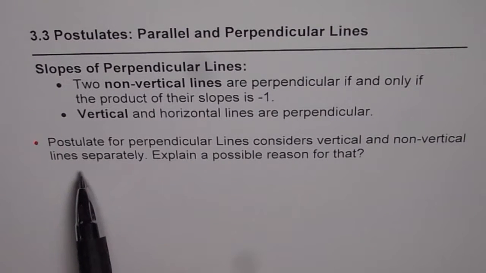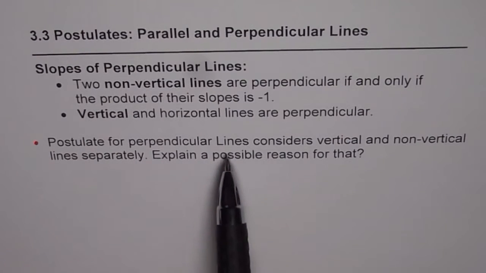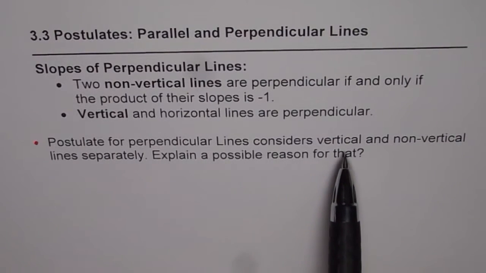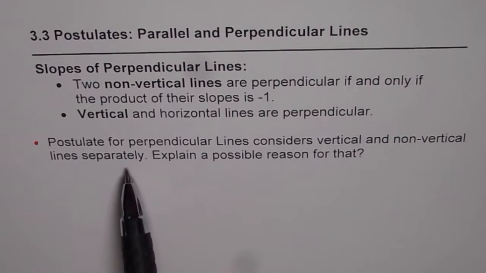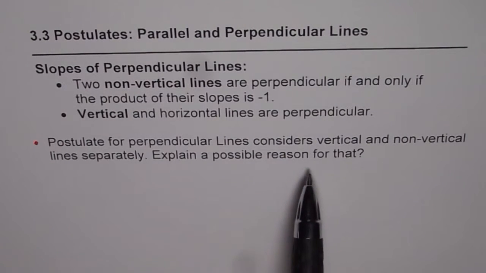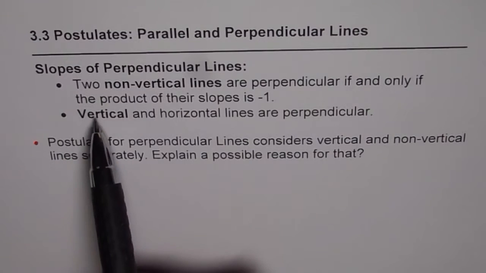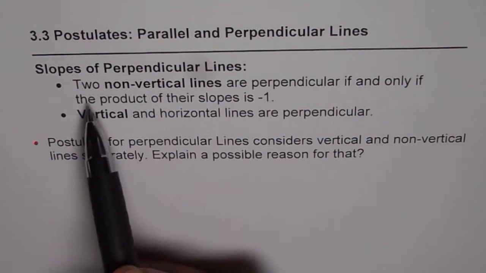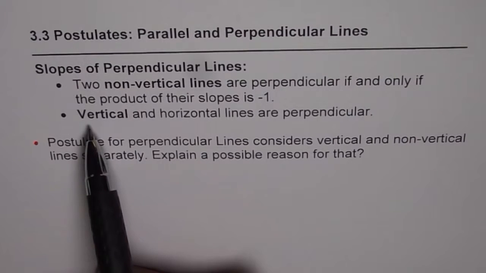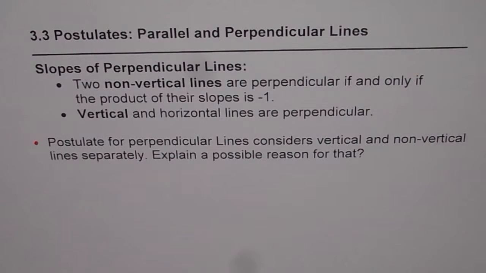Now the question is, the postulate for perpendicular lines considers vertical and non-vertical lines separately. Explain a possible reason for that. As you can see, we don't club them, right? Even for parallel lines, we had a separate statement for the vertical line. What is the reason for that? This is the question for you. Why do we have a postulate in which we are defining terms for vertical lines and non-vertical lines separately? What do you think is the reason?